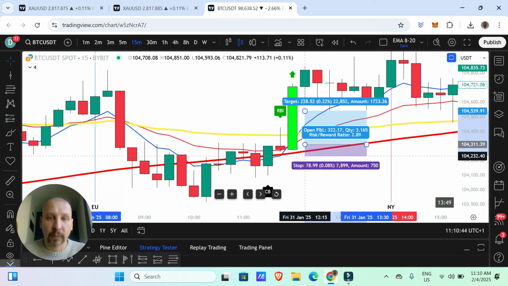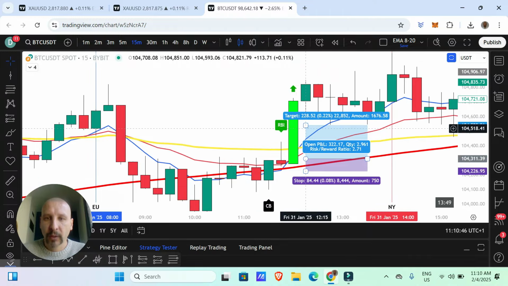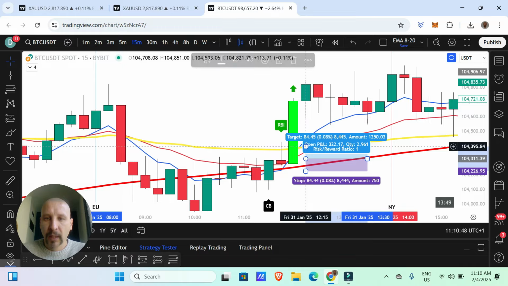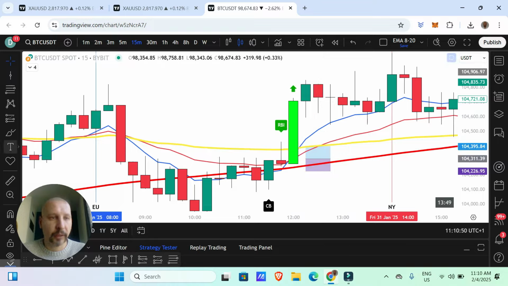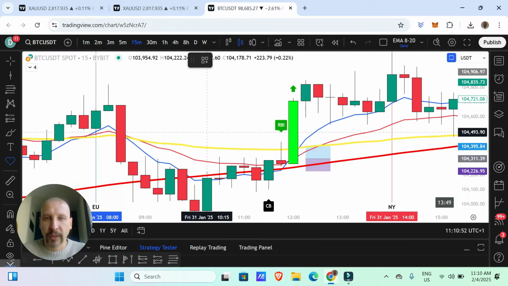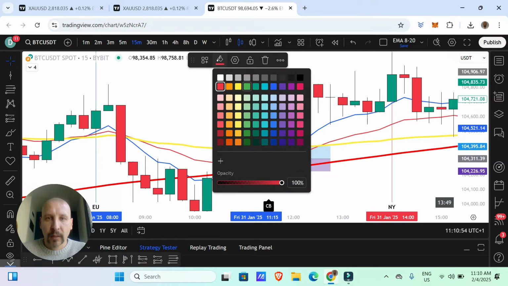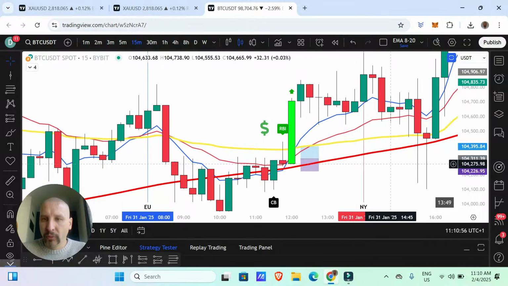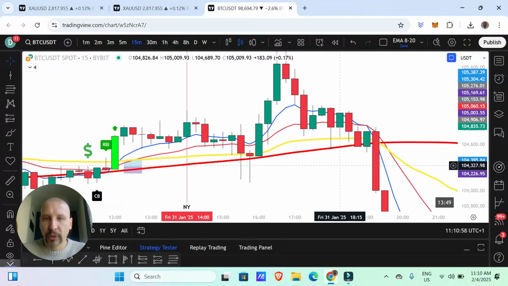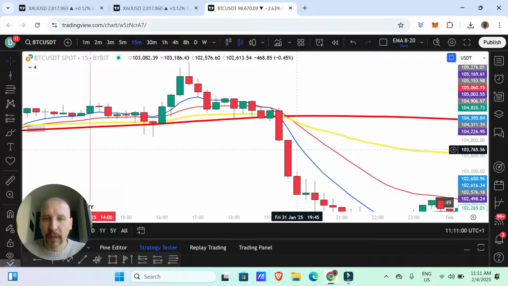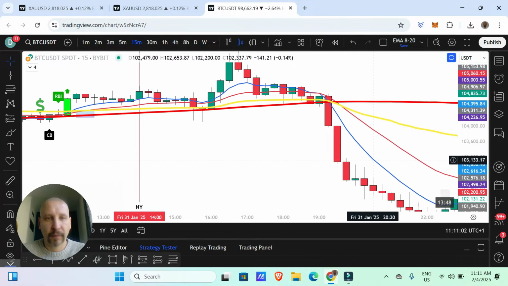Let's give it like a $75 stop loss. We target 1-to-1 and we hit this trade. So that's a winner. And let's go to New York. What do we have? What do we see? Nothing for Friday. Nothing. All right.